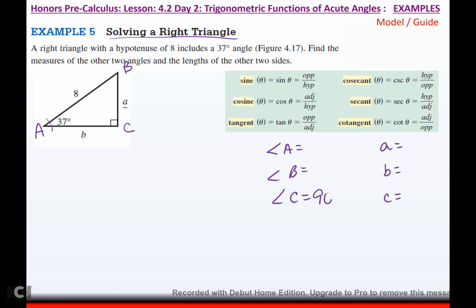So I know C is 90 degrees. They told me that. I know that A is 37 degrees. They told me that. And I know that little c is 8. Across from big C is little c. So I've got to find 3 other pieces of information.